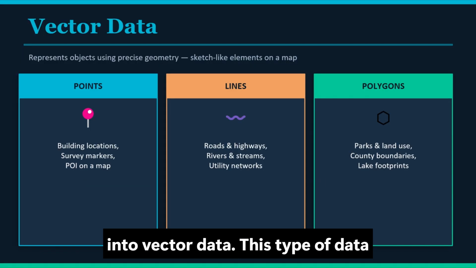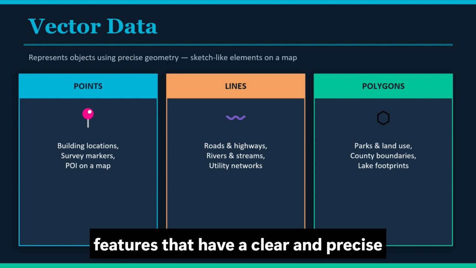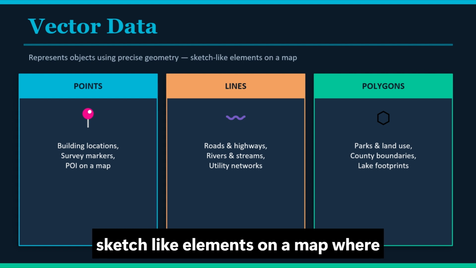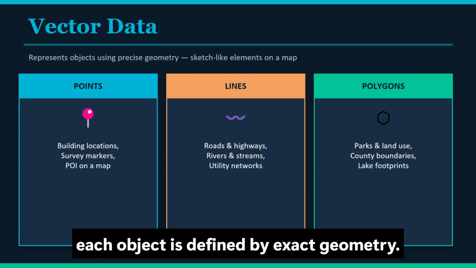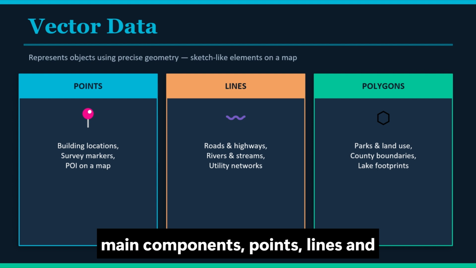Let's dive into vector data. This type of data is perfect for representing geographic features that have a clear and precise shape or boundary. Think of it as sketch-like elements on a map where each object is defined by exact geometry. Vector data is composed of three main components: points, lines, and polygons.